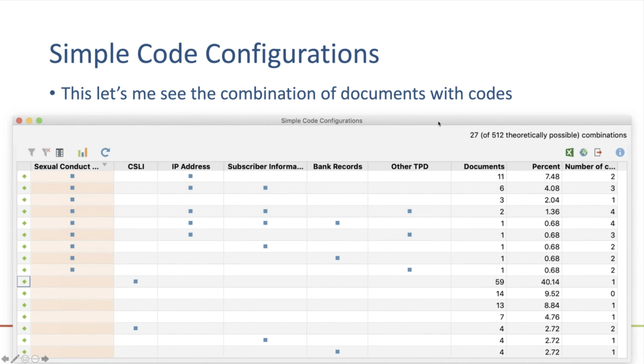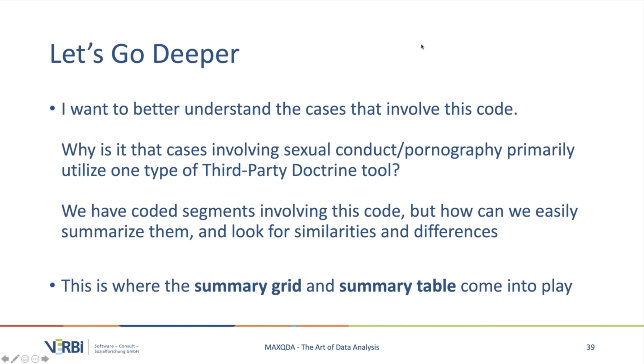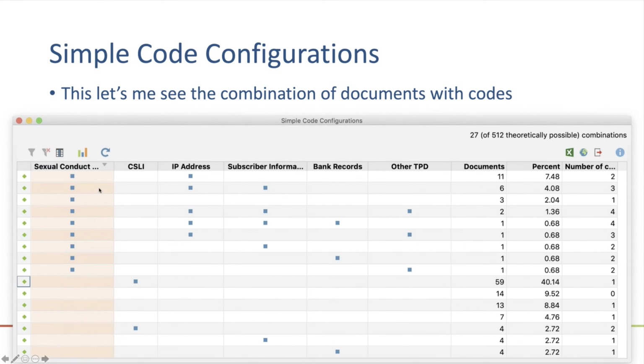And what it's doing is showing me, oh, sorry, I have 11 documents that involve IP addresses and sexual misconduct. I have 6 documents that involve subscriber information, IP addresses, and sexual misconduct. I have 1 document that has bank, subscriber, IP addresses, and sexual misconduct. Sorry, I'm not in MAXQDA.